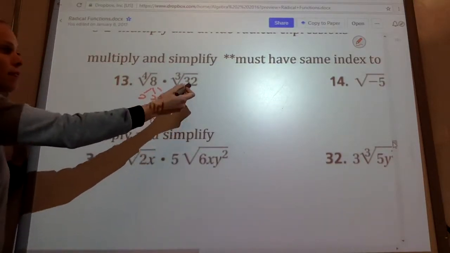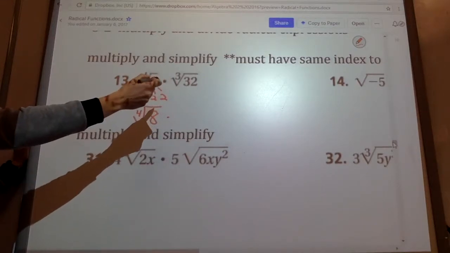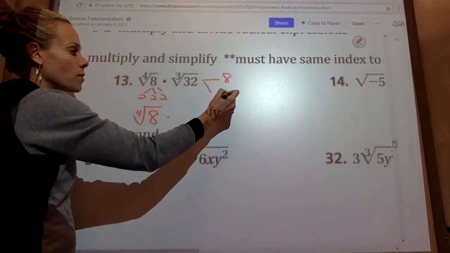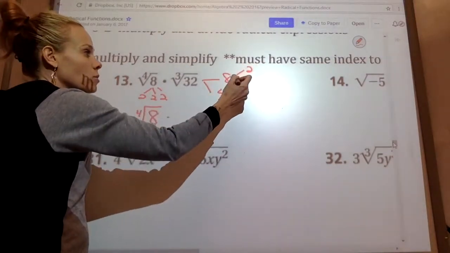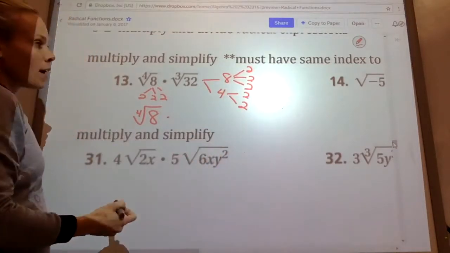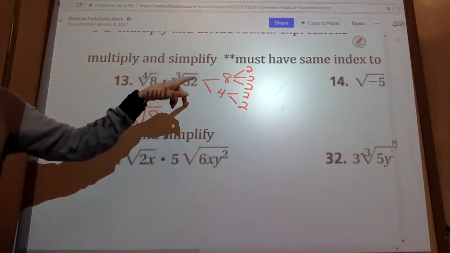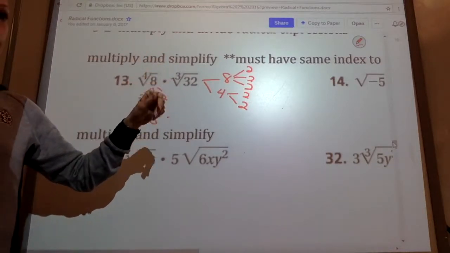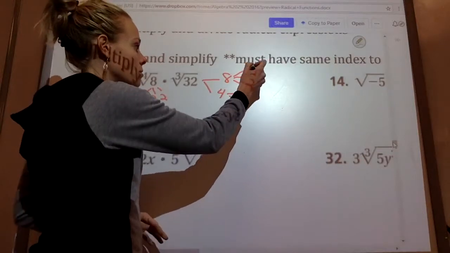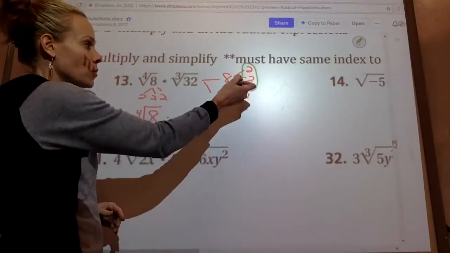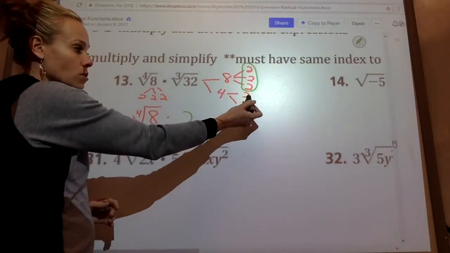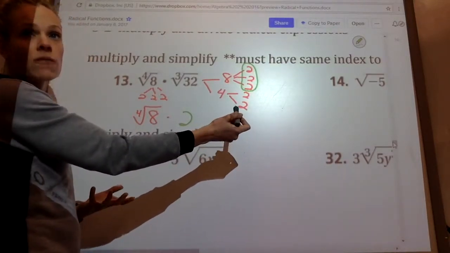Okay? So let's see if I can simplify the cube root of 32. Well, let's break it down. 32 is 8 and 4. And we know 8, again, is 2, 2, and 2. And 4 is 2 and 2. Cube root means I have to have 3 of something to take one out. Do I have 3 of something? 2. I have 3 2's right here. That means those 3 2's, I can take one out. But these 2, that isn't a group of 3, so those have to stay.